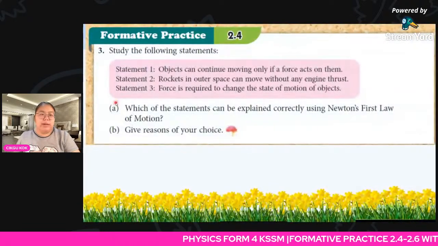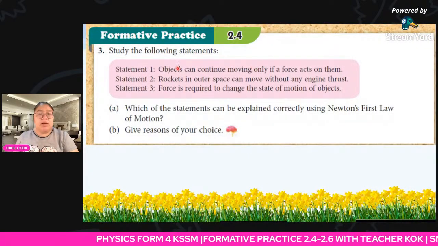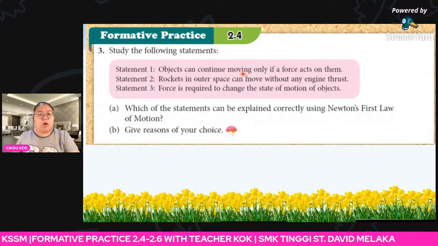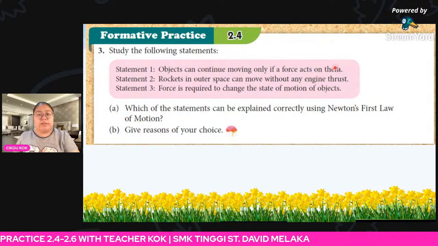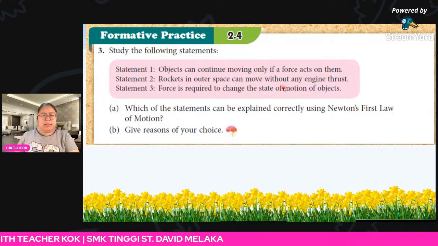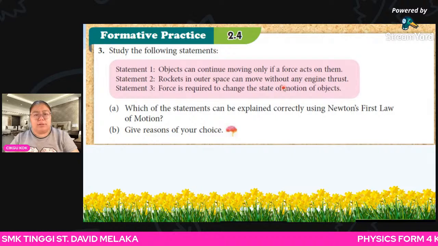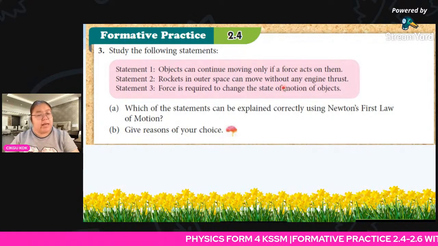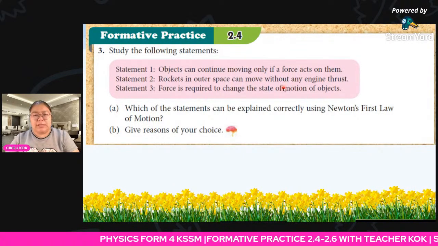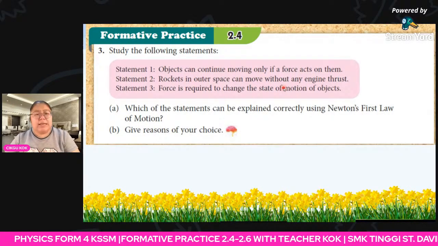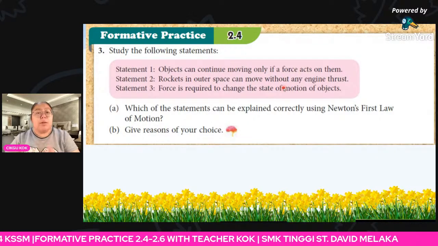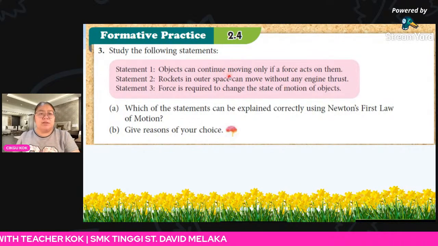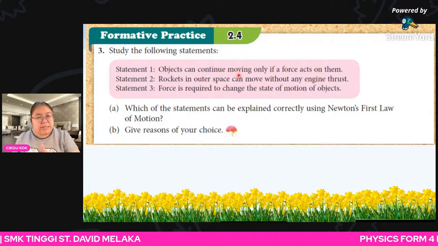Okay, number three, you need to study the following statements. We have three statements. Let's see the first one: the object can continue moving only if a force acts on it. This means the object can continue to move only if it has a force, and if there is no force, it cannot continue to move. This is just like the opposite of inertia. Inertia means that if I am moving, I want to continue moving unless you stop me. So statement one is actually the opposite of inertia. What do they say?